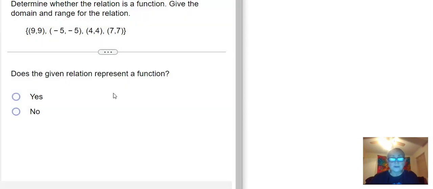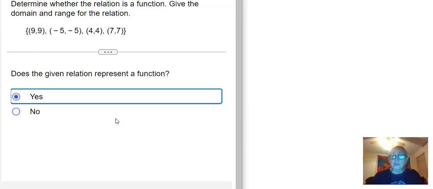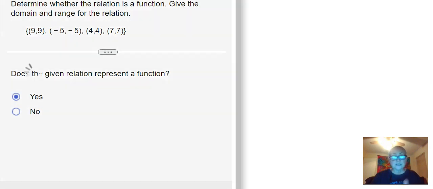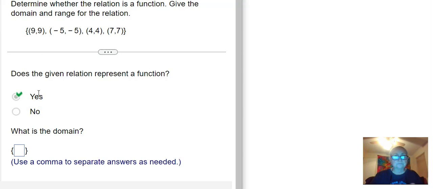Here's another set of ordered pairs. We've got our input or domain values, 9, -5, 4, and 7, and those are all unique. Therefore, this is a function because the only output for the input of 9, that is the only Y for the input of X, is 9. So is it a function? Yes, it is. Remember, if X repeats itself, its Y has to be the same every time. And in this case, X is not repeated, so it's a function.